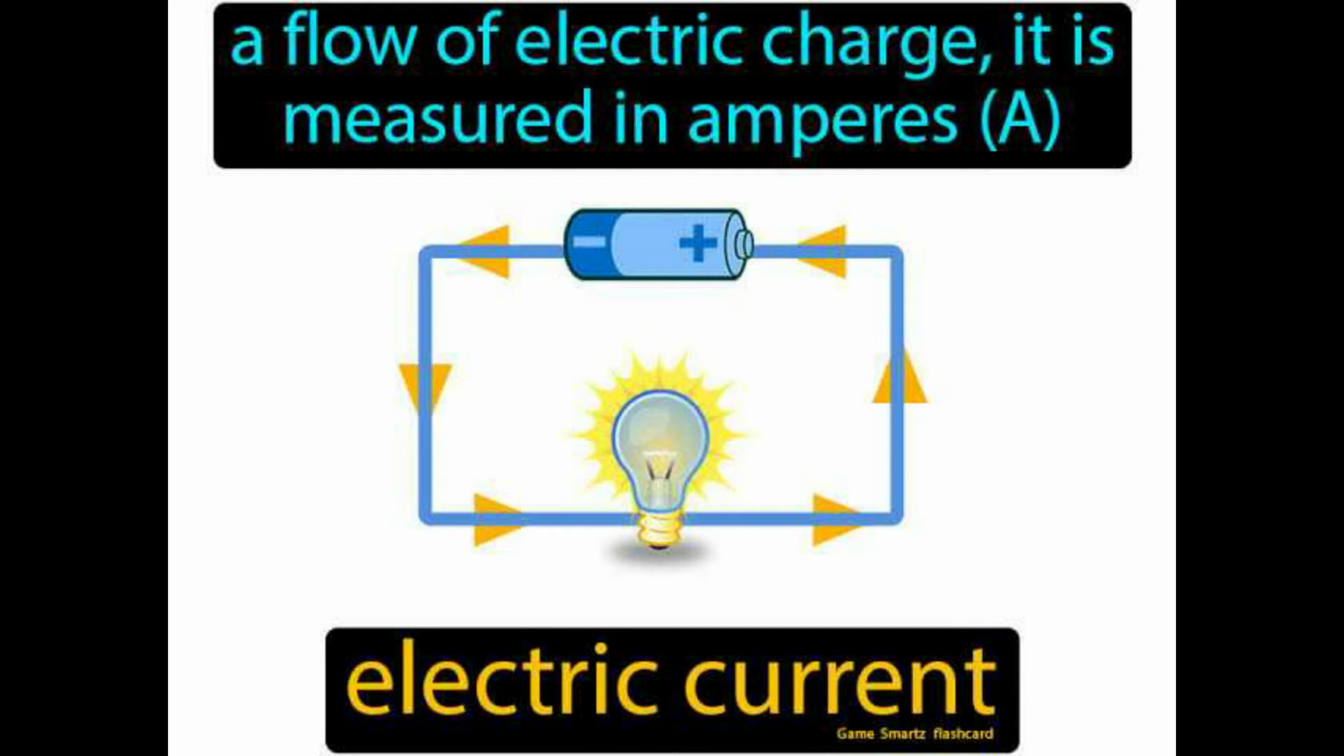What is meant by electrical current? It is defined as the flow of electrons. It can also be defined as the rate at which the electrons flow along the conductor. It is represented by the symbol I and it is measured in amps. It is called an electrical current.